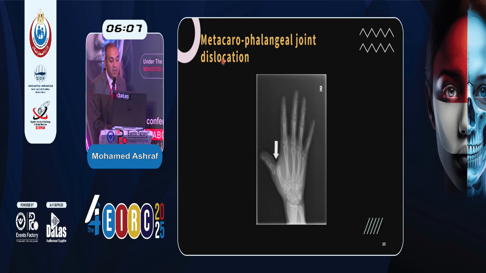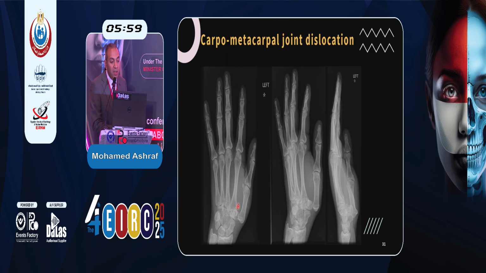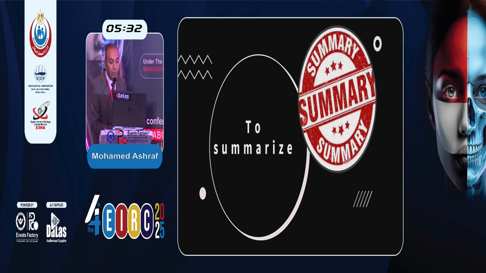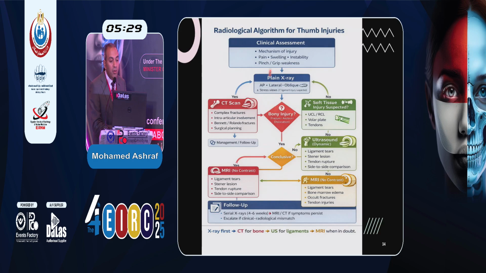Also, we can sometimes see dislocations in the joint, and this is a case of dislocated metacarpophalangeal joint. And this is a case of dislocated carpometacarpal joints, which is usually missed in multiple cases. In reporting, if reporting a fracture, you should mention the site, mention if it is associated with displacement or not, and if it is extended to the joint or not. If you are reporting ligament injury, you should mention the type of the tear and if there is retraction or not.